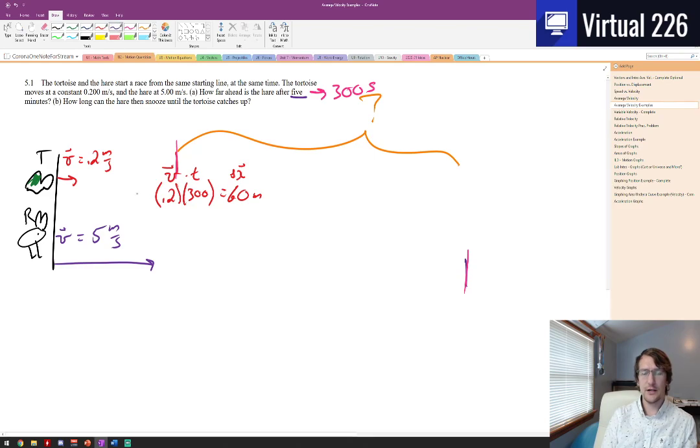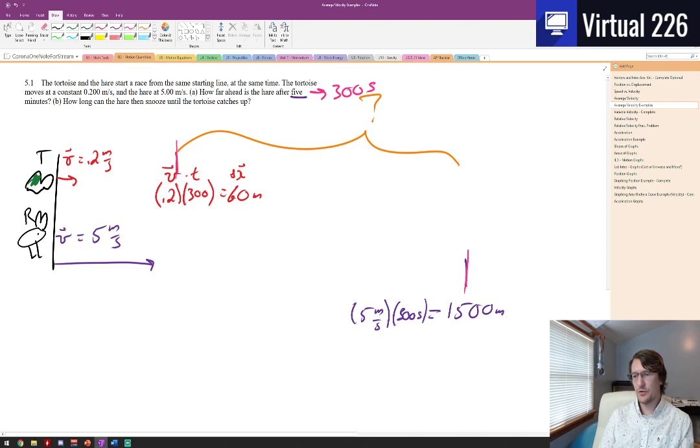And if I do this for the hare, 5 times 300, well, let's see, 5 times 3 is 15 with 2 more zeros. So this is 1,500 meters because that was, like I said, 5 meters per second times 300 seconds. And that means the difference between these two is 1,500 minus 60. So 1,500 minus 60 equals, oh, what is that, 1440? That's a good old 1440. And that's your part A answer right there.